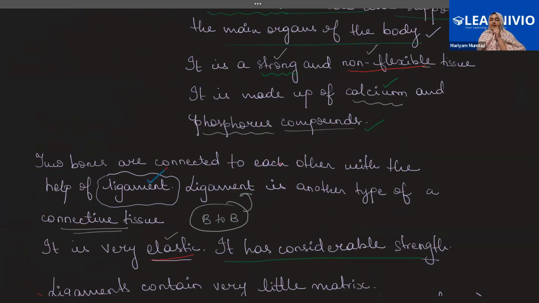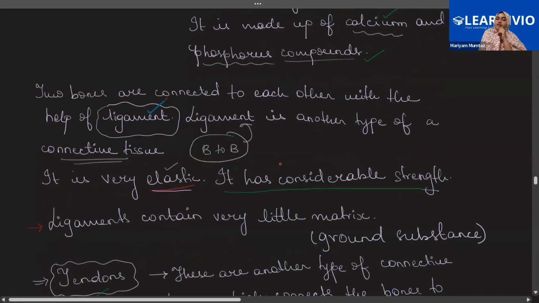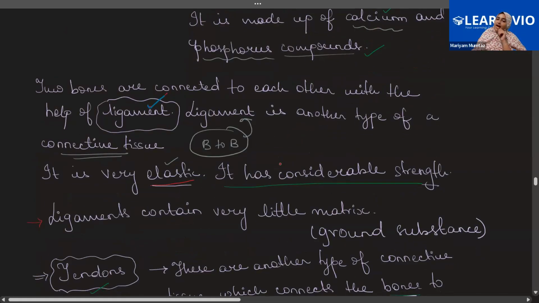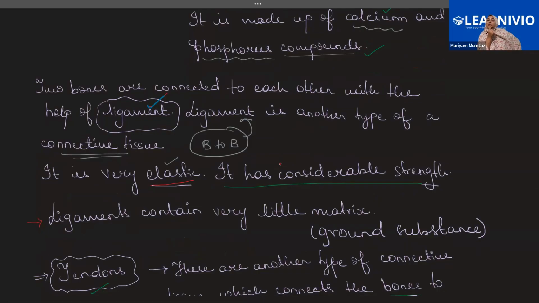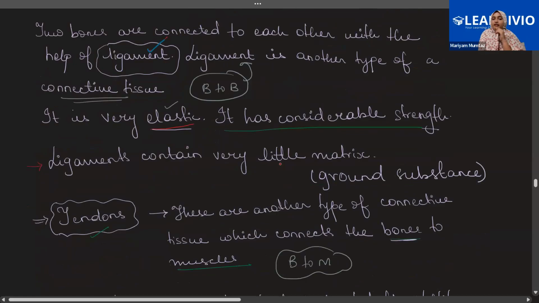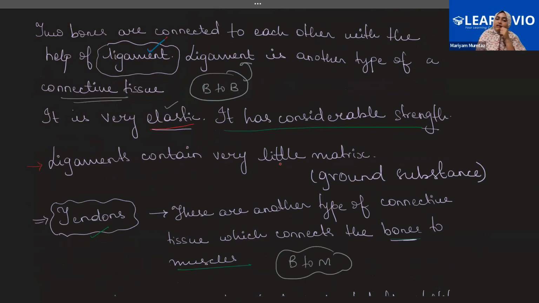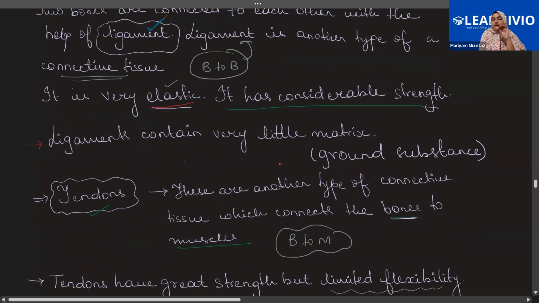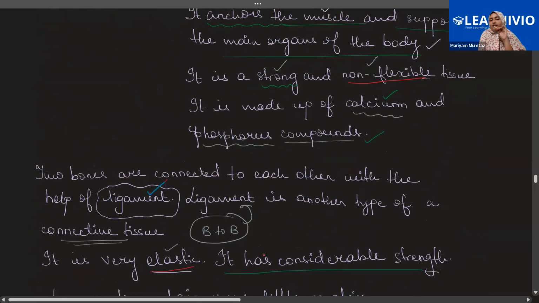So ligament is another type of connective tissue. It is very elastic and has a lot of strength, because imagine that it is connecting bones together, so obviously it will have a lot of strength to do so. The ligament contains very little matrix, meaning the ground substance is very little in it. Then comes the tendon. Up till ligament, is everything clear, Irshad?